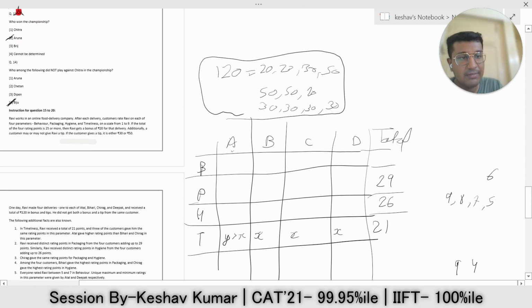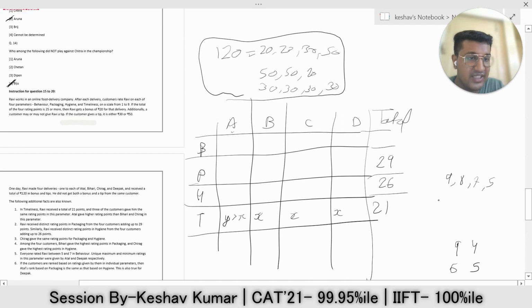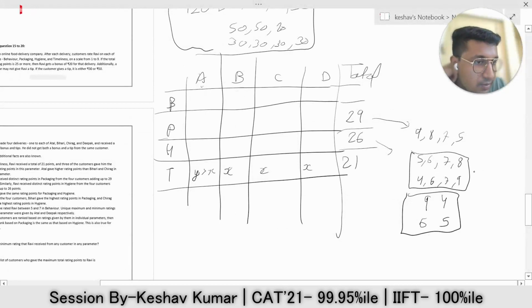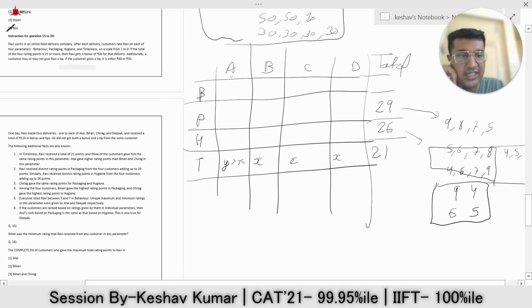Now let's take this analysis for 26 as well. How can I make 26? The closest numbers I can think of are 5, 6, 7 and 8. Yes, there's another combination, which is 4, 6, 7 and 9. So these are the two combos I can think of, none other. This is the only way of making 29. Oh no, sorry, there's one more way in this: 4, 5, 8 and 9. Yeah, I missed that one. 9 plus 8 is 17. Yes, that's another way of making it.